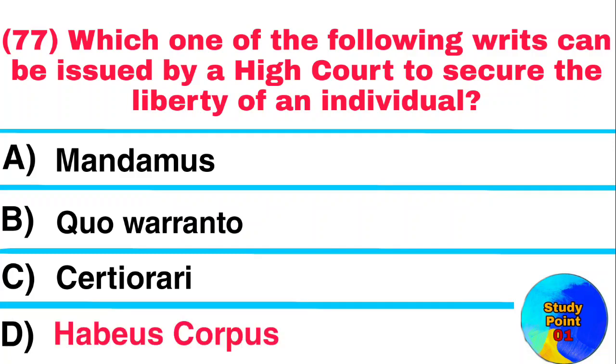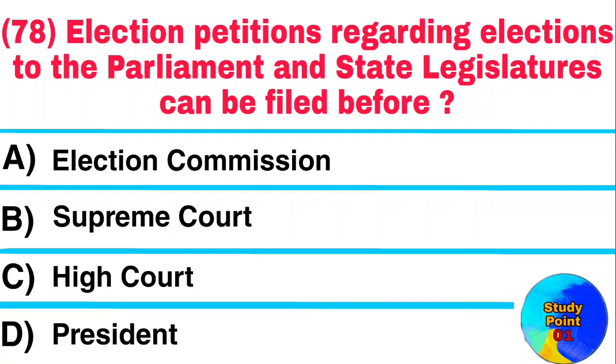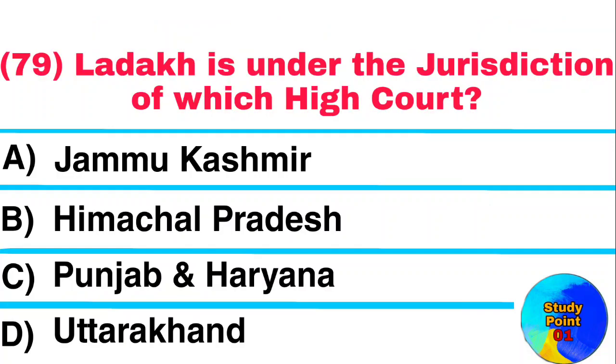Answer. Habeas corpus. Question. Election petitions regarding elections to the Parliament and State Legislatures can be filed before A. Election Commission. B. Supreme Court. C. High Court. D. President. Answer. High Court.